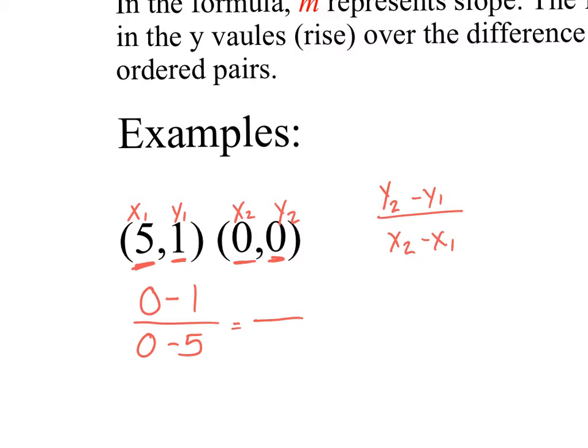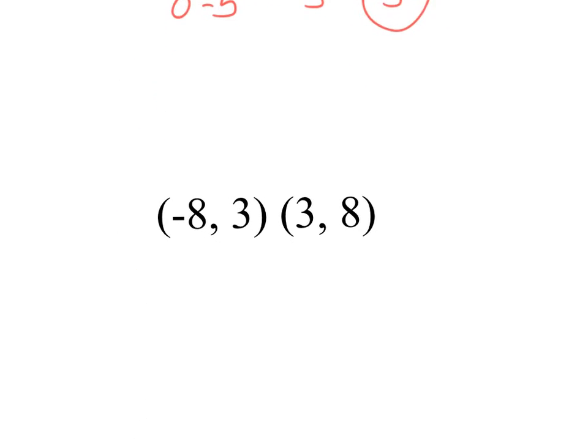Now, 0 minus 1 is negative 1. 0 minus 5 is negative 5. So I get a slope of negative 1 over negative 5. Now you remember, a negative over a negative equals a positive. So my slope is 1/5. Now let's take a look at another example.